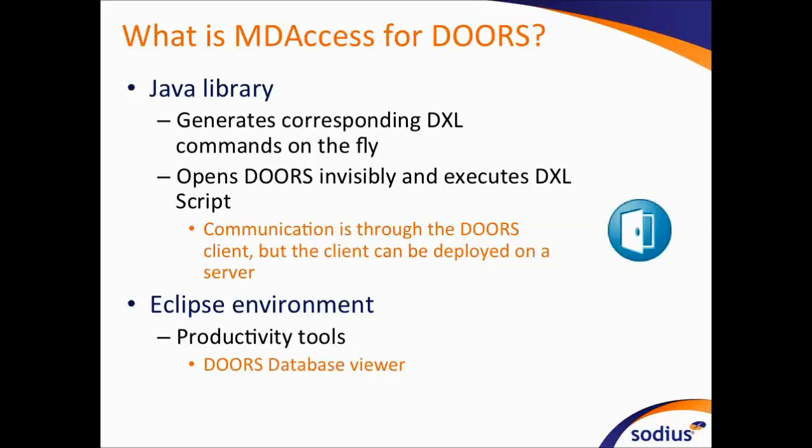IBM has a Ready for Rational program, which is the appropriate way to deal with tools. And for DOORS, you'll see that you need to use the client to execute this. So communication is through the DOORS client, but that client is headless. It's invisible, and that's configurable, actually. This client does not have to be on every one of your workstations. It can be on a server right next to the DOORS server. So it's kind of just an afterthought that it's actually through the client, but that is the case. It's generating DXL that represents what you want to do in Java, and then it's executing and bringing back those results. And again, we'll see all this happening live.